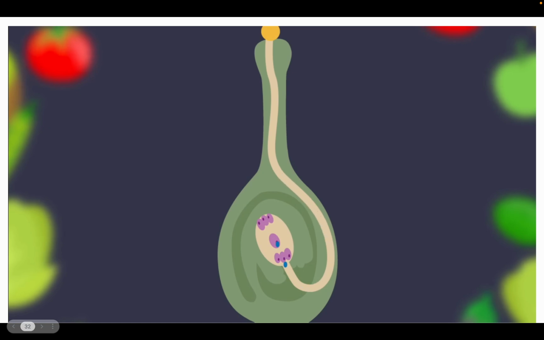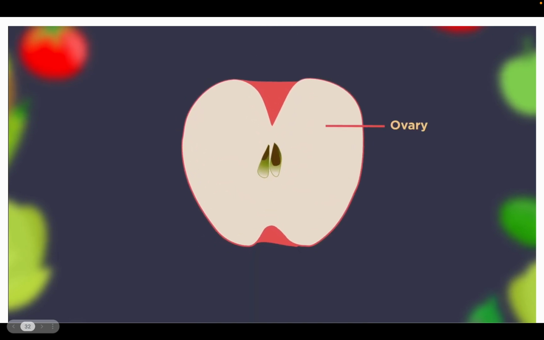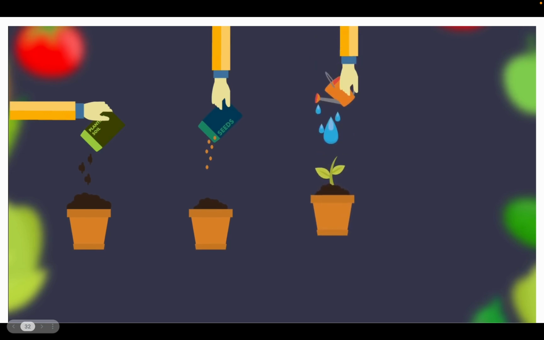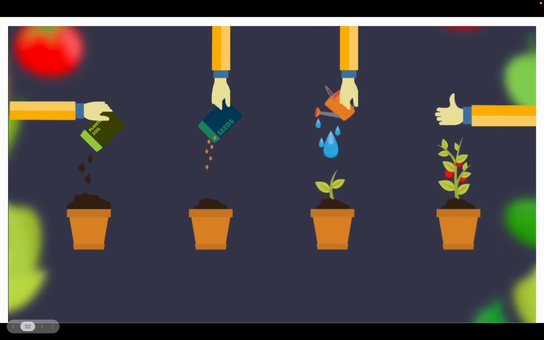The other male sex cell attaches to 2 cells in the embryo sac, forming an endosperm. This provides the starchy food for the seed to grow. The ovary enlarges and becomes a fruit, surrounding the internal seeds. The fruit and seeds are dispersed in many ways, some even by humans, where they will again grow into a new plant under the correct conditions, completing the long cycle of sexual reproduction in plants.